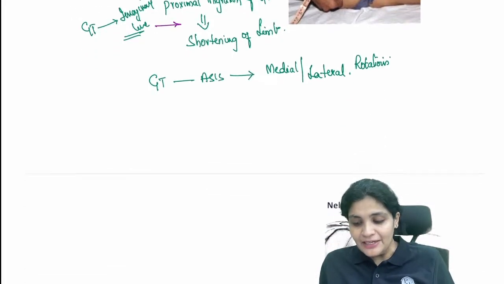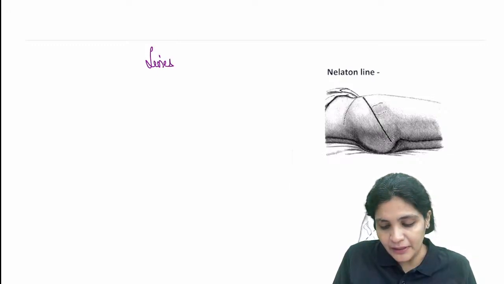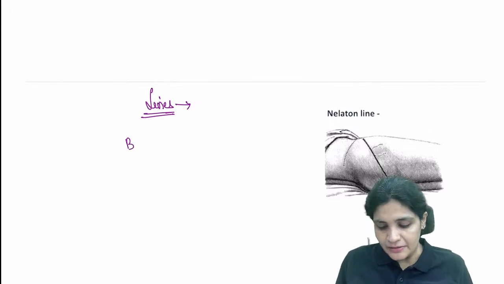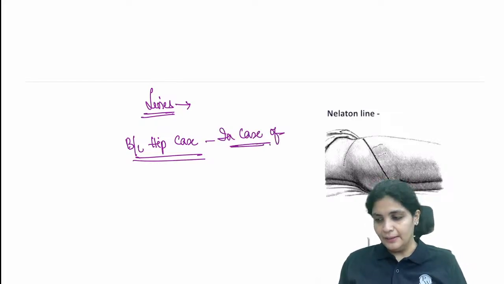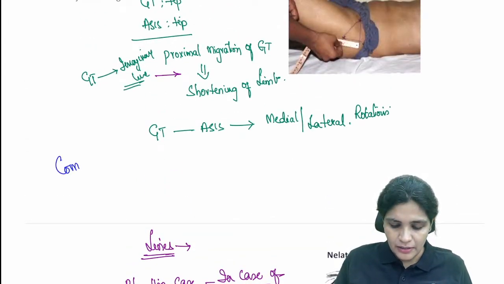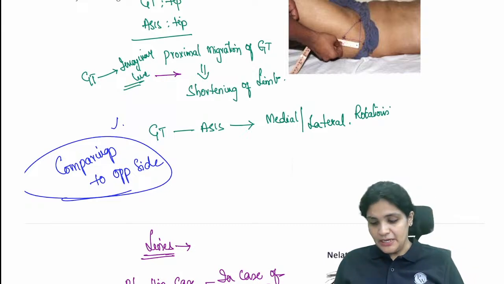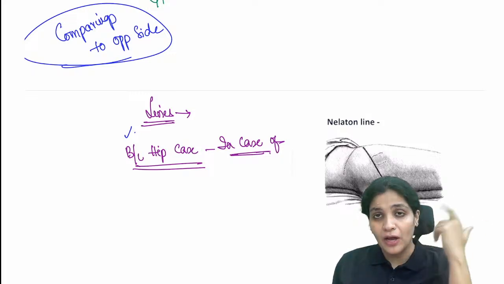So this proximal migration of the hip is very, very important, and there are various lines which help you confirm the diagnosis, right? Bryan's triangle is all about comparing to the opposite side, so always compare it to the opposite side. But if there is a bilateral hip case, where you see proximal migration of the hip on both sides, how do you confirm it?